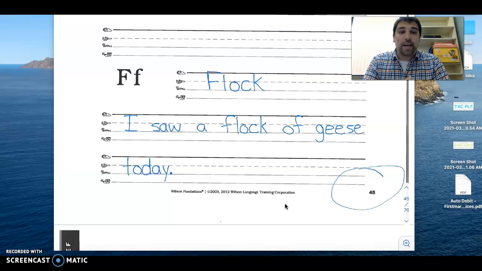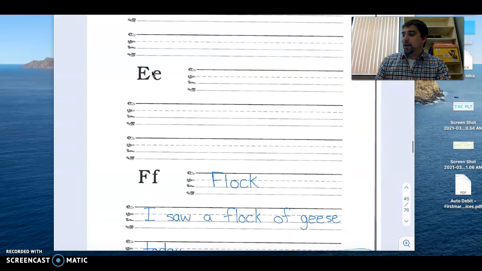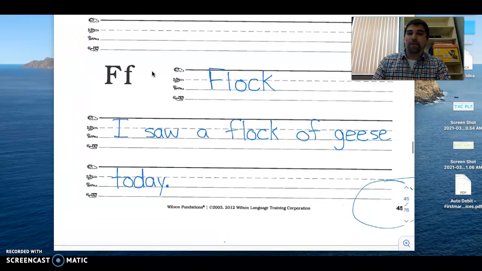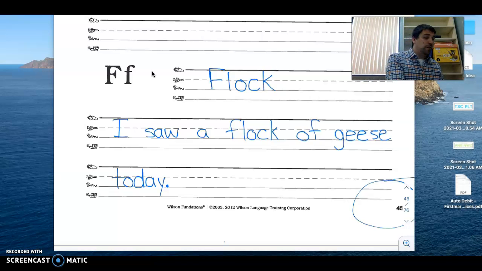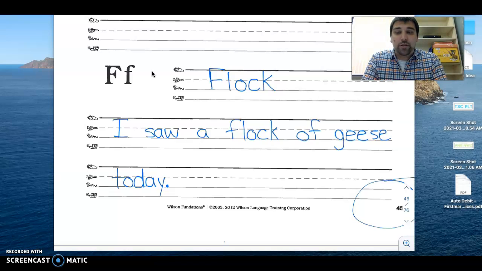But in that journal, my expectation for you is that you get the vocabulary word for today written down on that first F, the one that follows the E right there on page 45, and then write down a sentence. You do not need to do my sentence that I came up with. If you want to come up with a different one, you can, but please make sure you have a capital and a period at the end. So my sentence was, I saw a flock of geese today. So pretty simple, pretty short, but it's a nice way to use the word flock.